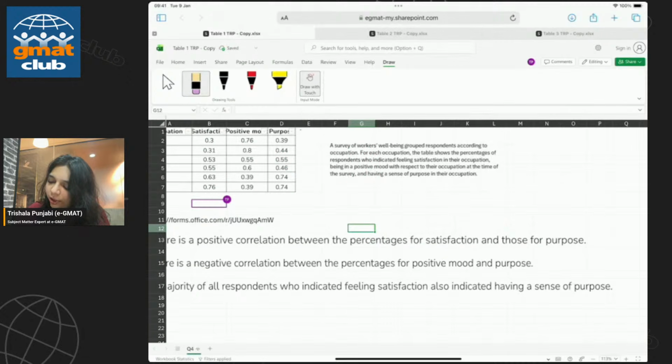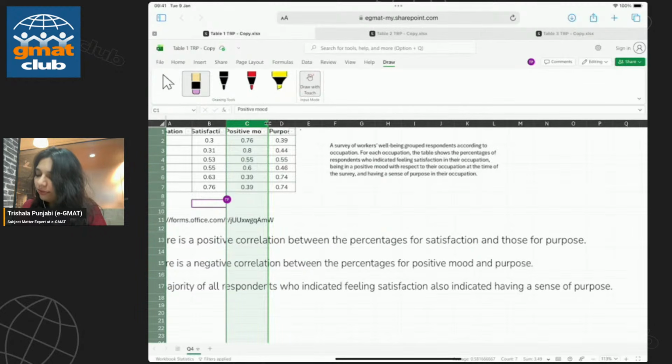So if we look at positive mode and if we try to sort it out, give me 1 second, guys. This is so hard to operate. Hmm.